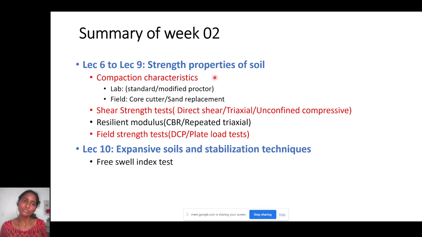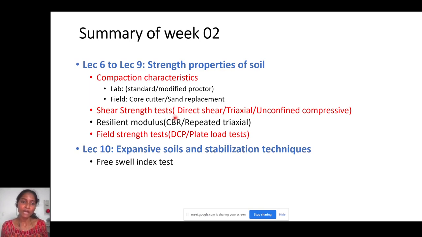In addition to these compaction characteristics, we also have studied about shear strength test on soil. So if I have provided some soil, either it can be cohesive or cohesionless, how to determine what is the shear strength? Why do we even need to determine the shear strength? Let us say if you have a compacted subgrade or granular layer or any of the pavement layer, let us assume a vehicle is moving on the top of that layer.